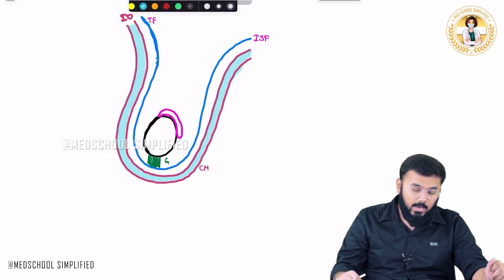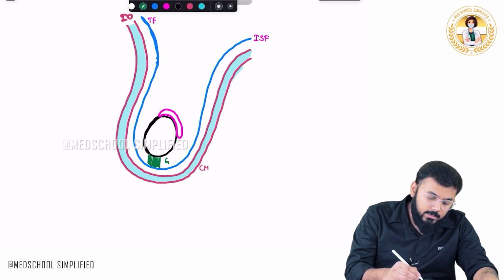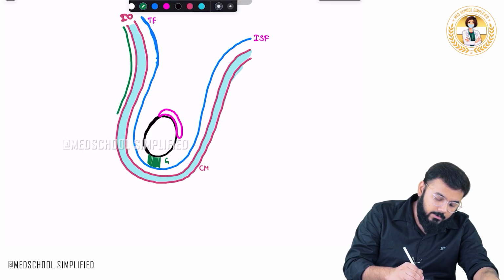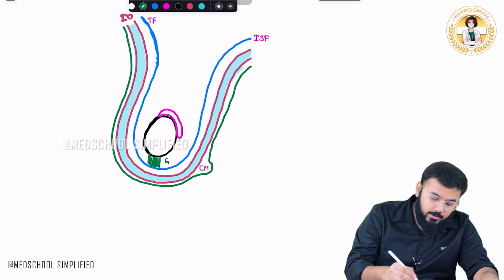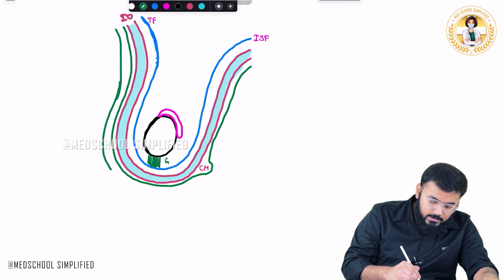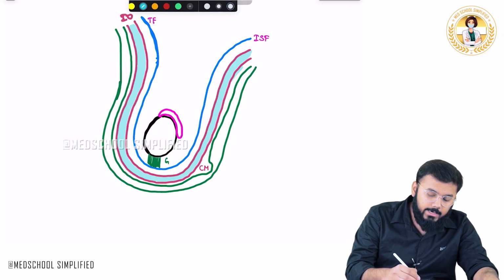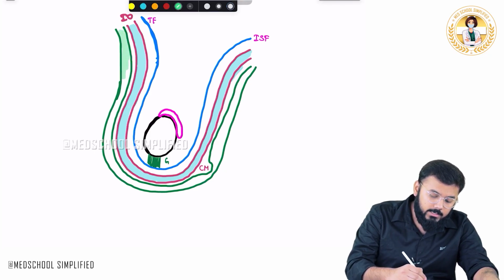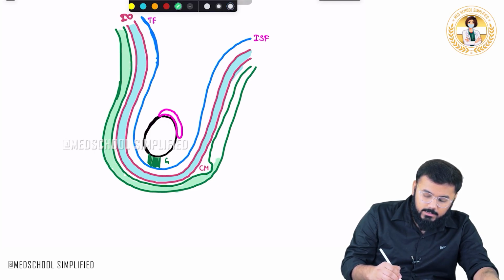Next, after internal oblique, you should also have the external oblique muscle. Let us say that this particular muscle which I am drawing right now is the external oblique muscle. It comes all the way like this and is transformed into external spermatic fascia. So external oblique surrounds the testis and transforms itself into external spermatic fascia.